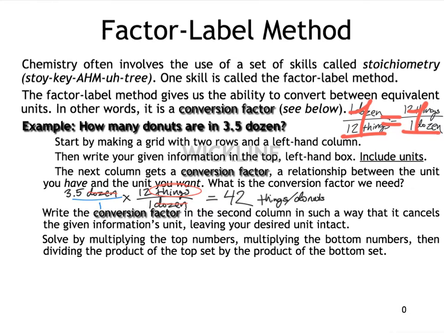Basically all I did was I started with my given information. I thought of a conversion factor, which in this case would be 12 things over 1 dozen, and I designed that artfully so that dozen would be on the bottom, so to cancel this dozen that was on the top. And then the only unit that was left was things, and I multiplied through on the top, and I multiplied through on the bottom, and I got 42 over 1, or just 42 things, or donuts. So that's the basic idea behind the factor label method, and let's put it to work.